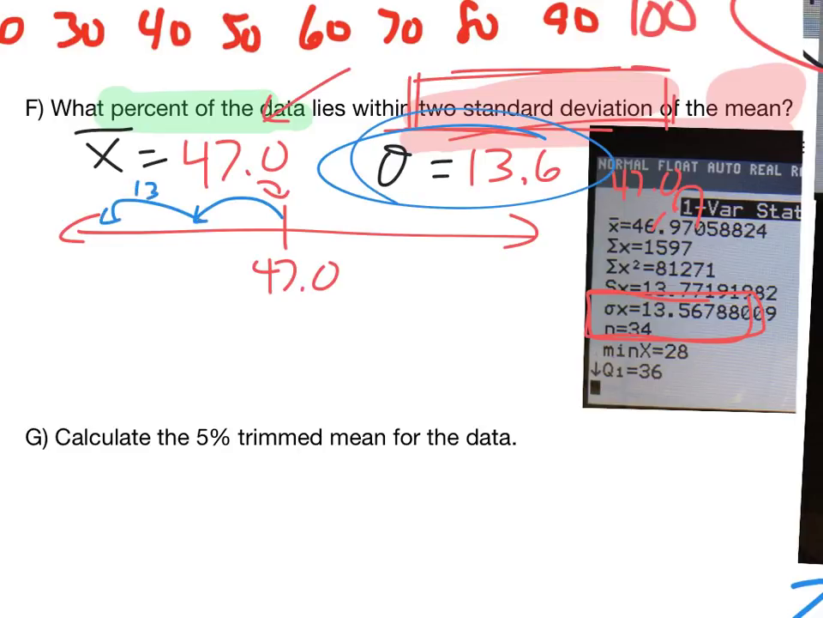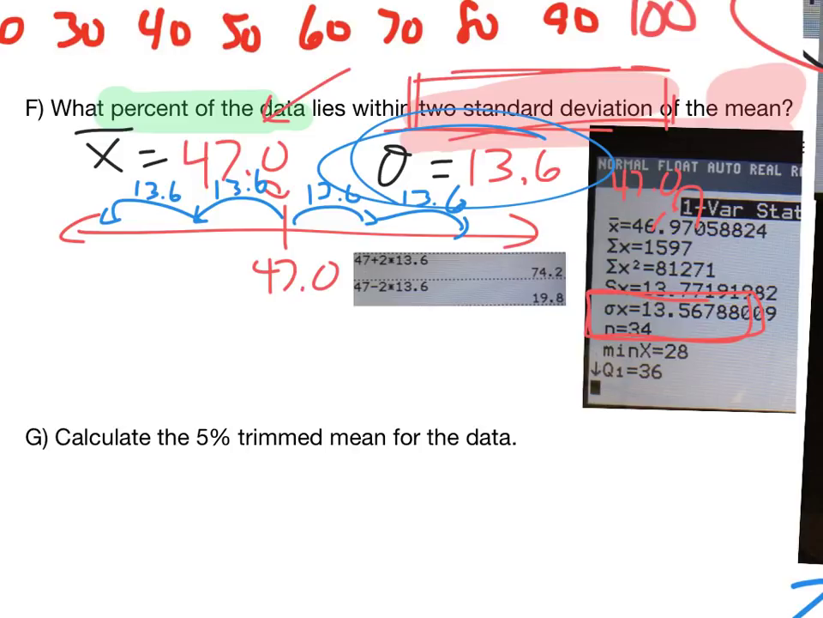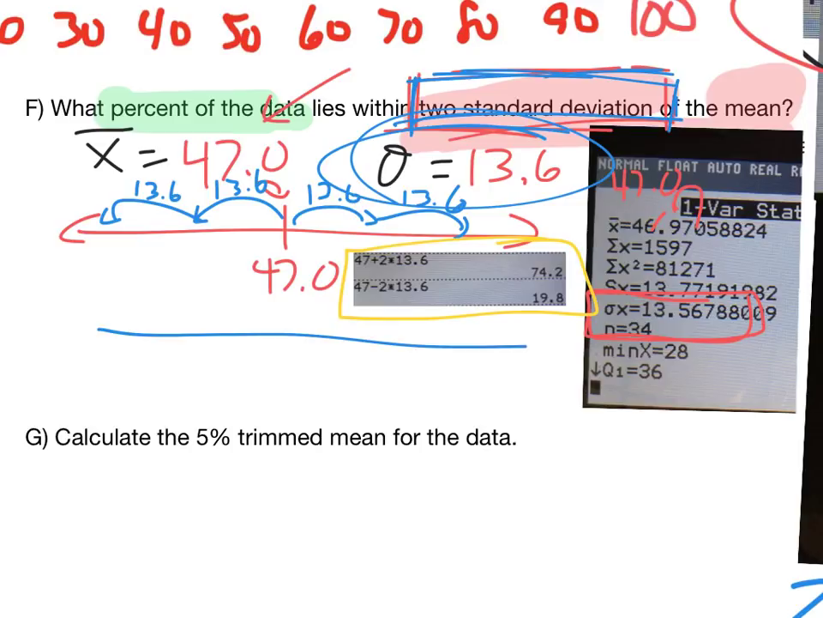13.6s in each direction. So basically what we're going to have to do is add 2 times 13.6 and subtract 2 times 13.6 from the average. So when I do this on my calculator, I take the average of 47 and add 2 times 13.6, take the average 47 and subtract 2 times 13.6. We're doing 2 standard deviations because that's what the question says. So here basically we have a range from 19.8 to 74.2.